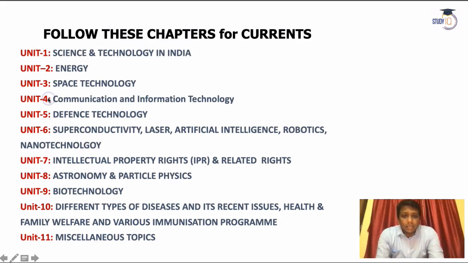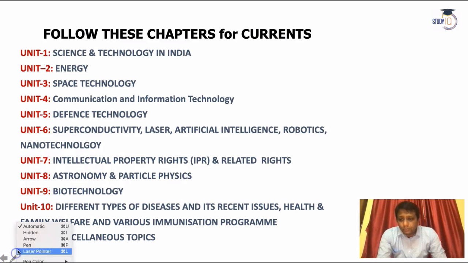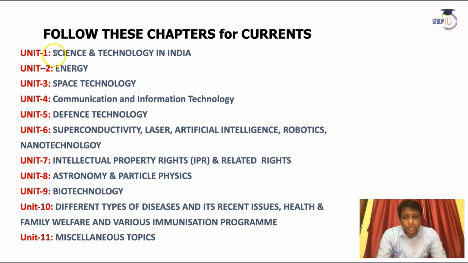So let us start. In the beginning, I will inform you of the names of the chapters, traditional parts and contemporary issues, required to cover the whole of science and technology. The first is science and technology in India. The second chapter is energy. Third is space technology. The fourth is communication and information technology. The fifth is defense technology. The sixth is superconductivity, laser, artificial intelligence, robotics, nanotechnology. The seventh is intellectual property rights. Eighth is astronomy and particle physics. Ninth is biotechnology. The tenth is disease, recent issues, health, family welfare, biosimulation program, and the last is miscellaneous topics. So these are the total 11 chapters based on current affairs issues.